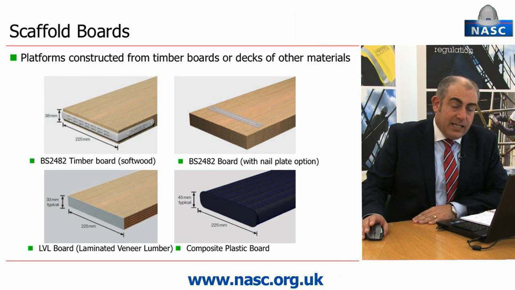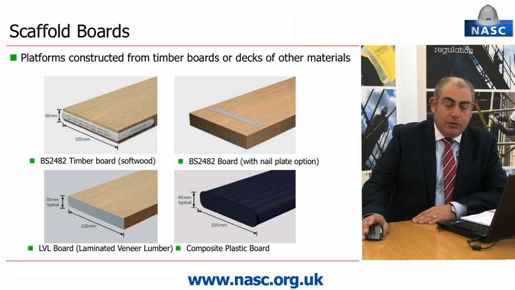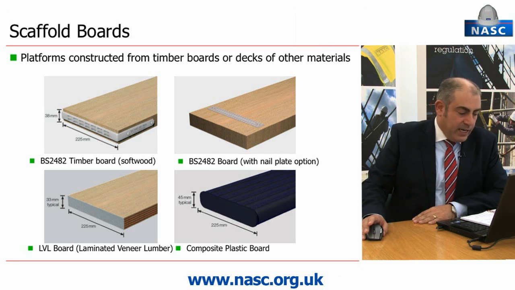We're pleased to see that TG20 identifies different types of scaffold board or decking used for the construction of scaffolding platforms. Scaffold boards need to conform to BS 2482, but TG20 recognises the use of boards with equivalent structural properties, such as laminated veneered lumber scaffold boards or composite plastic scaffold boards, providing that their weight is no greater than a BS 2482 scaffold board. They have the same loading capability and the same target spans as conventional scaffold boards for the transoms that support them.